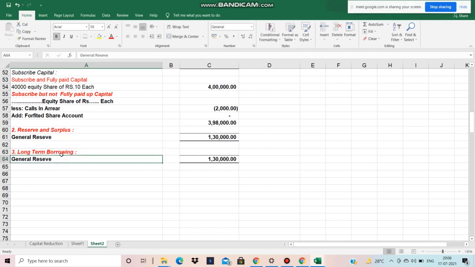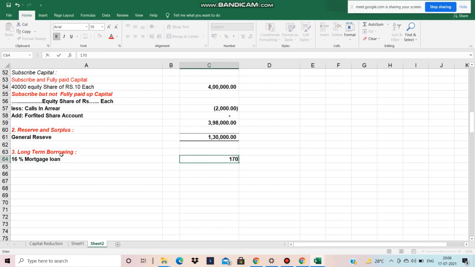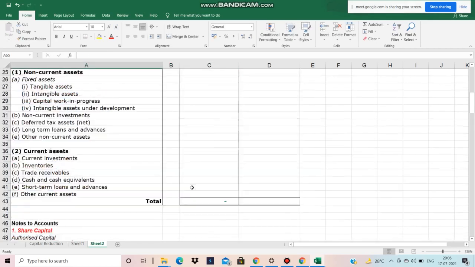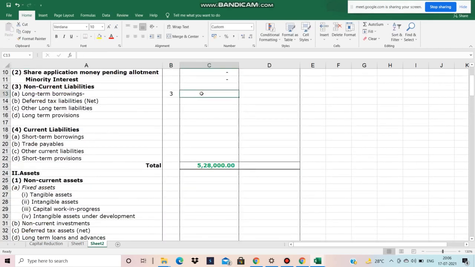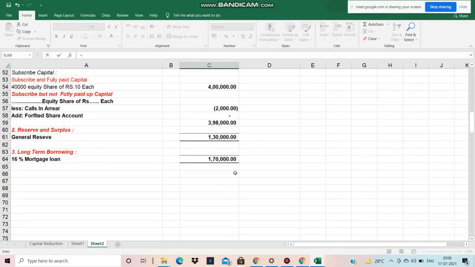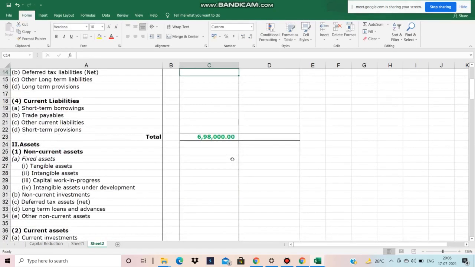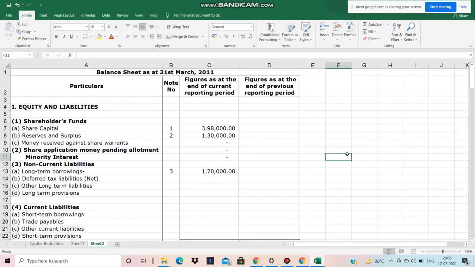Under the long-term borrowing comes the 16% mortgage loan, which amounts to 1,70,000. So under this head, the mortgage loan will come.